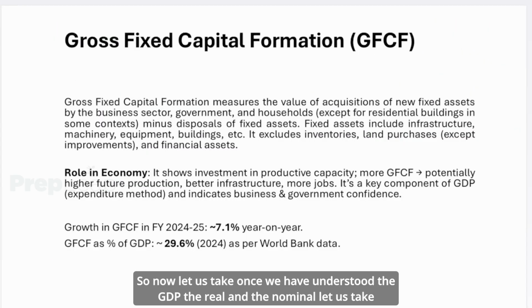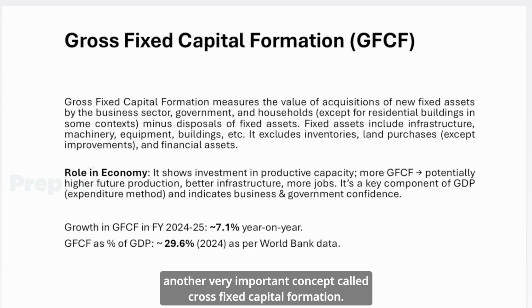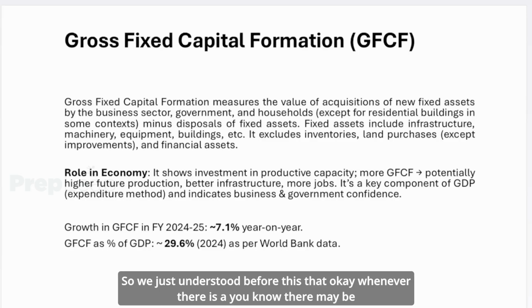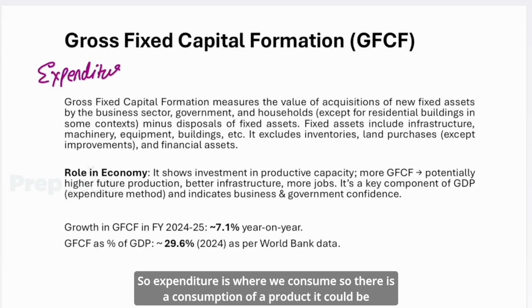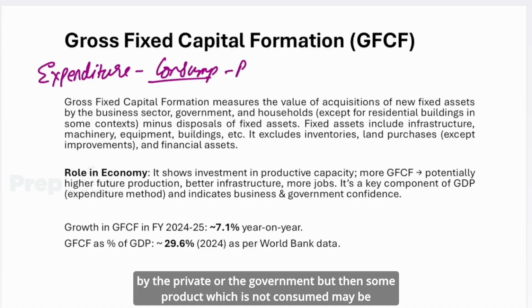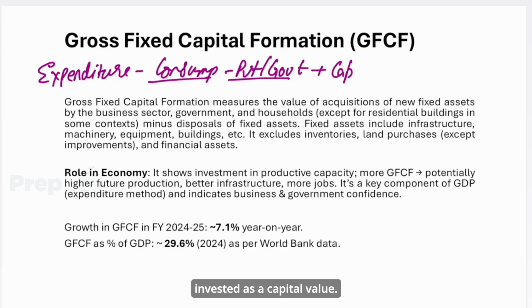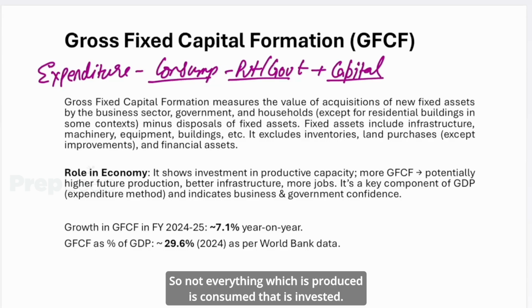So now, once we have understood the GDP, the real and the nominal, let's take another very important concept called gross fixed capital formation. So we just understood before this that whenever there may be some expenditures, expenditure is where we consume. So there's a consumption of a product. It could be by the private sector or the government. But then some product which is not consumed may be invested as capital money. So not everything which is produced is consumed, some is invested.